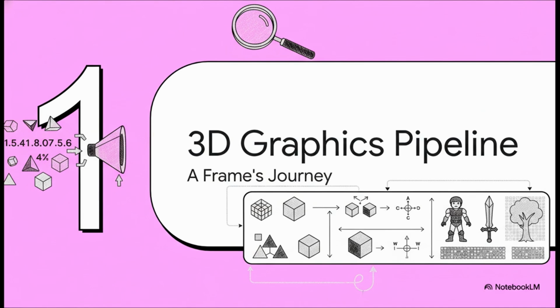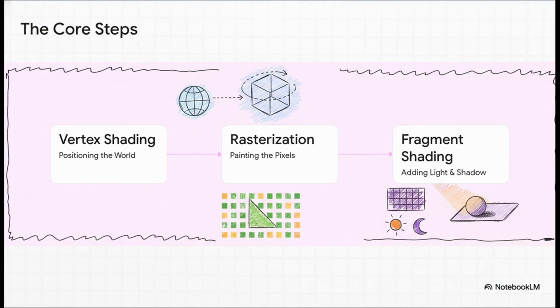Well, the answer is this incredible process called the 3D graphics pipeline. You can think of it like a hyper-fast factory assembly line. It takes in all that raw data and, in a series of steps, transforms it into a fully rendered image, all in a fraction of a second. So let's follow the data on its journey. We're going to go through 3 main stages. First, figuring out where everything goes. Next, painting in all the pixels. And finally, adding that realistic light and shadow that makes it all pop.